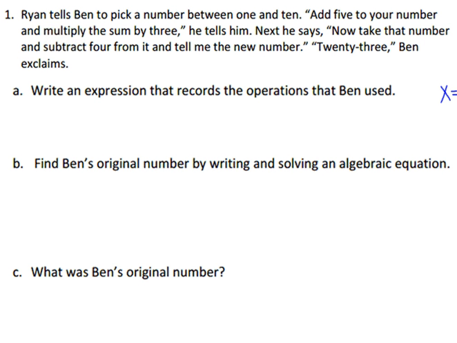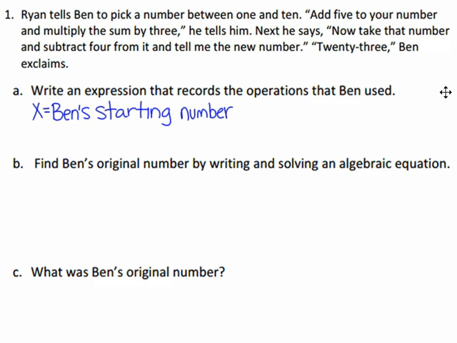On number 1, we're trying to work backwards to find the number that Ben started with. Part A says we need to write an expression to represent the operations that Ben used. The big thing to remember is that an expression does not have an equal sign, and an equation does have an equal sign. So as we start, we can use X to represent Ben's starting number.